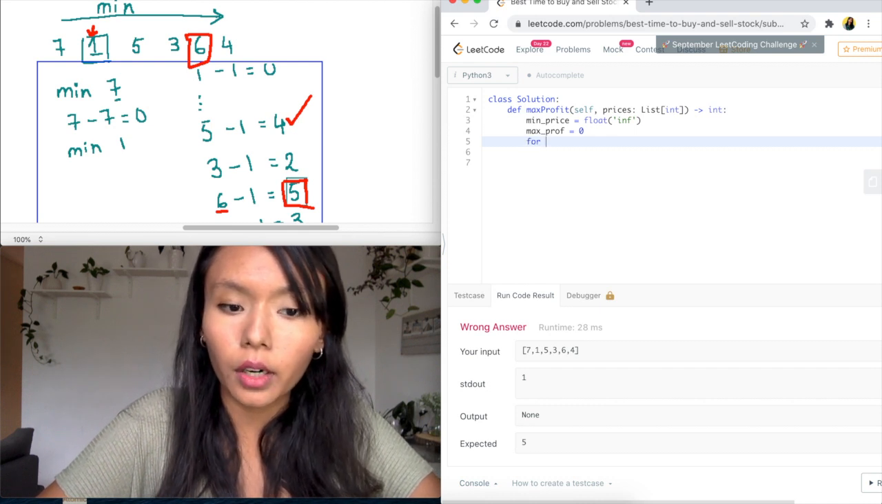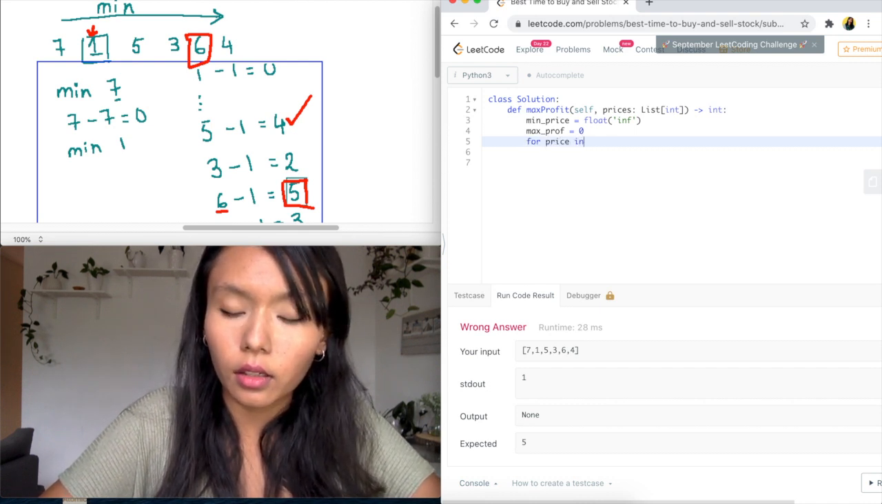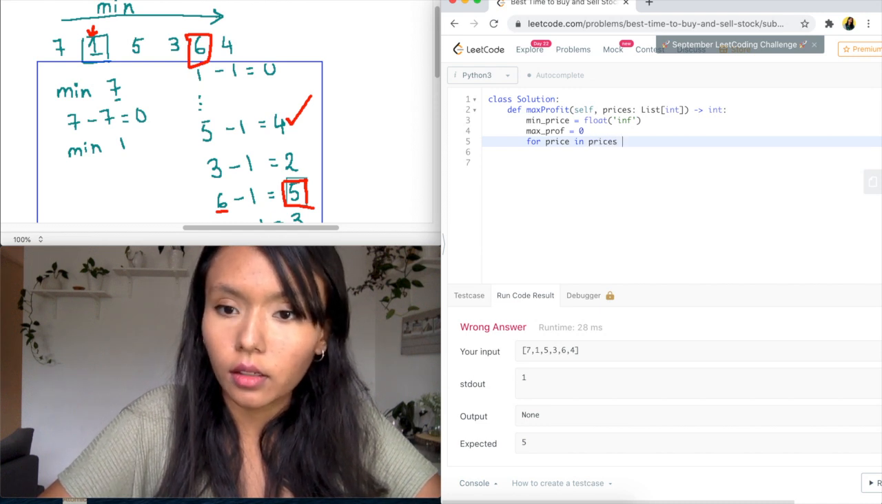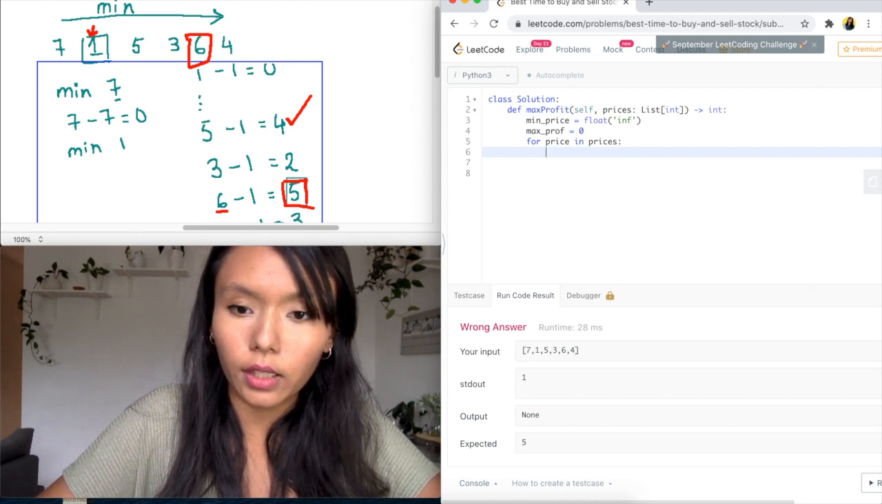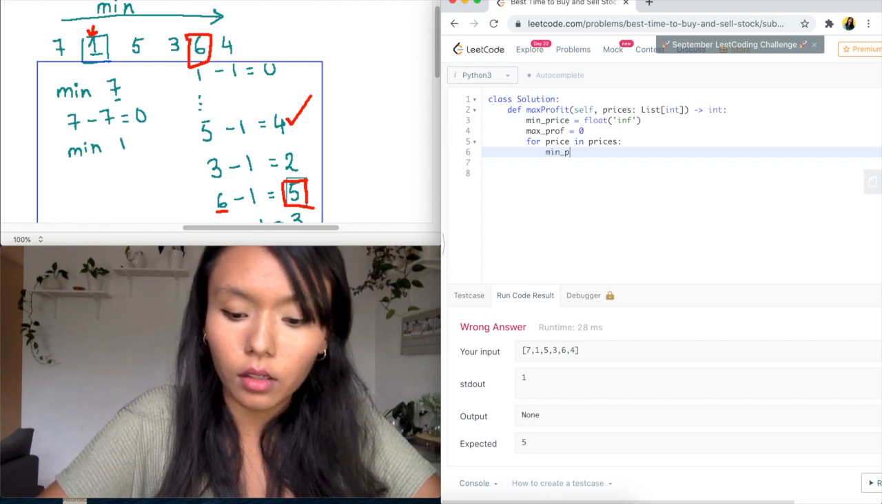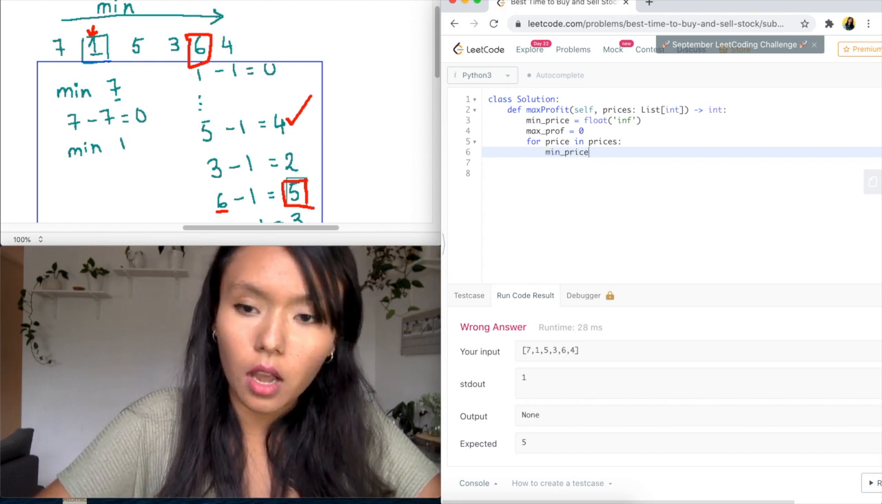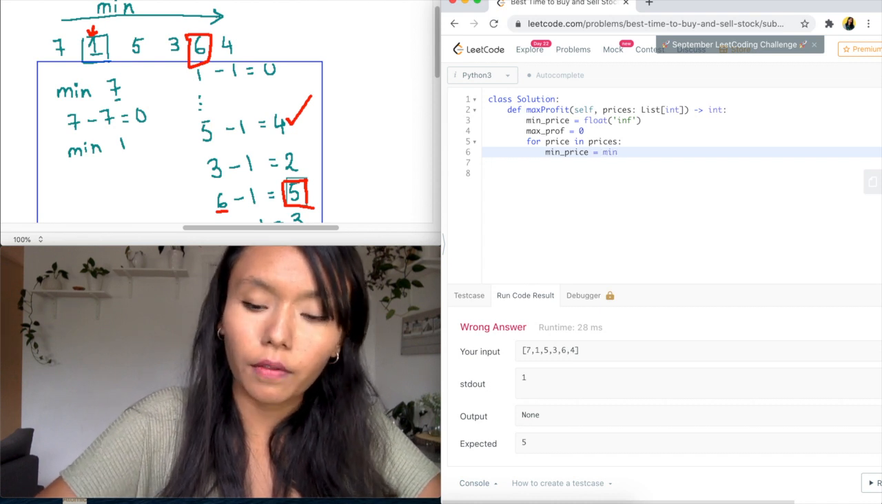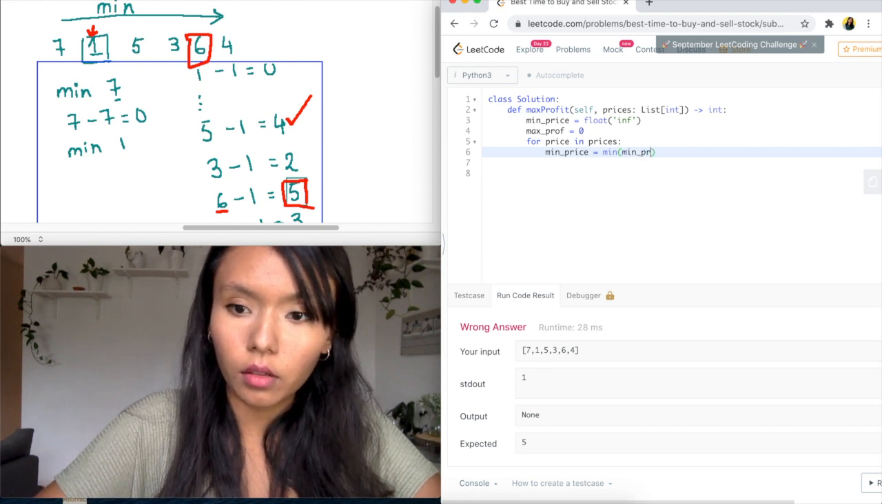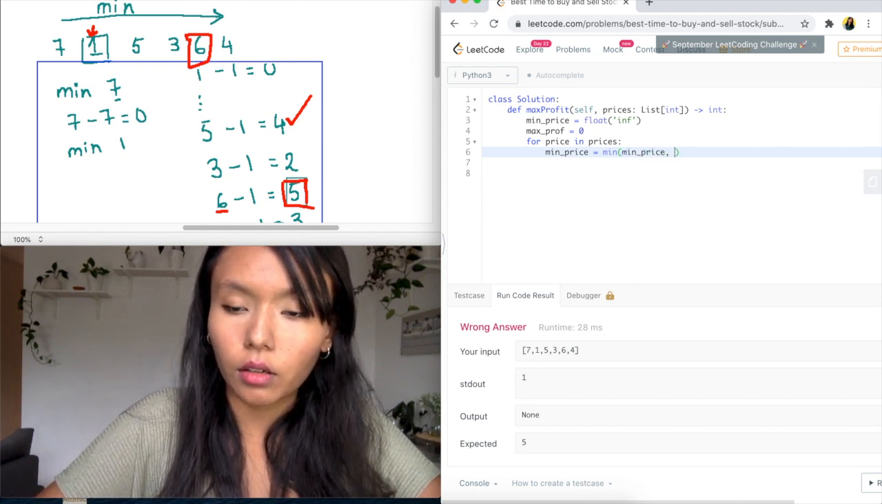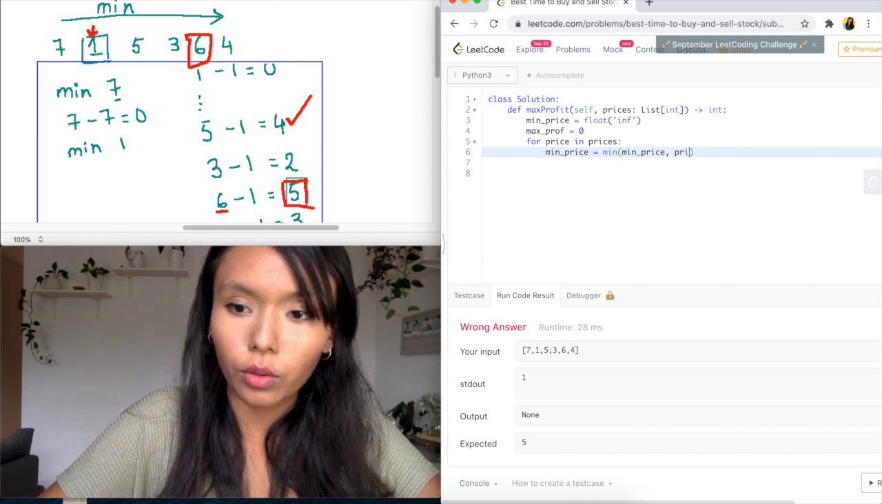So we can say for price in prices. Okay, so for price in prices, what we want to do is update our min here. So we can say min price is going to be equal to the minimum of the current min price and the current price we're on.